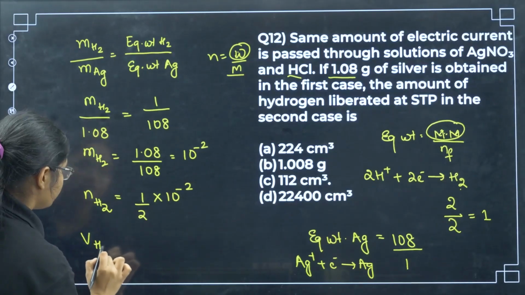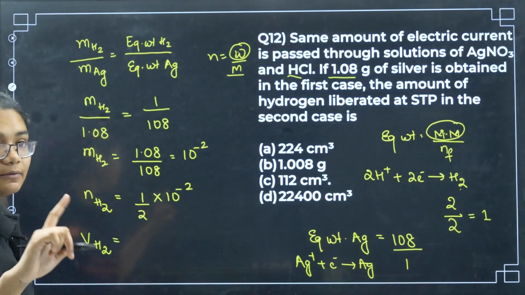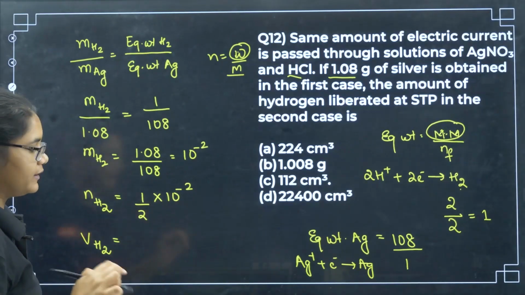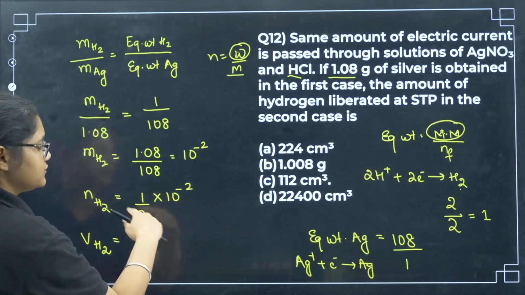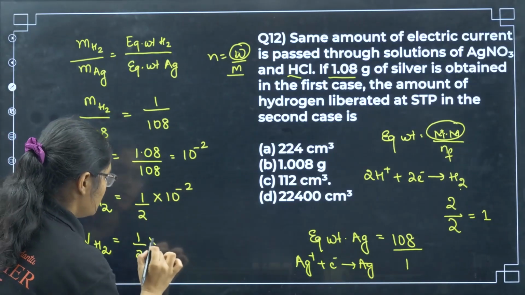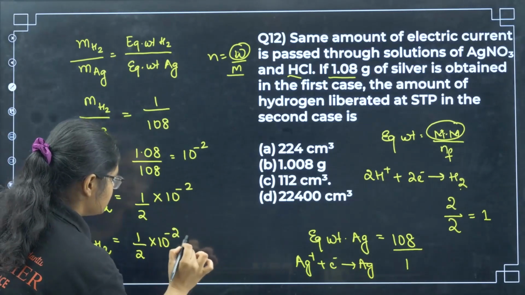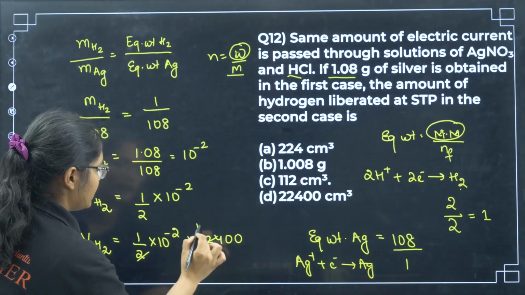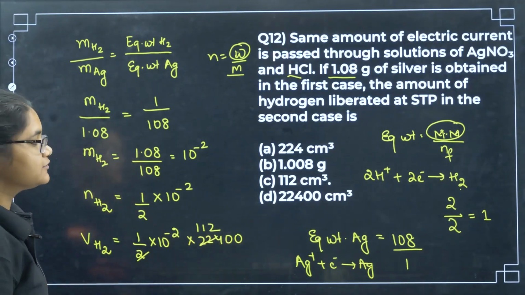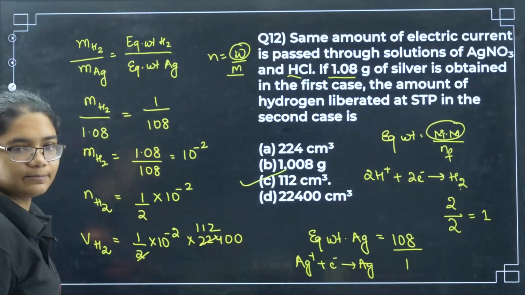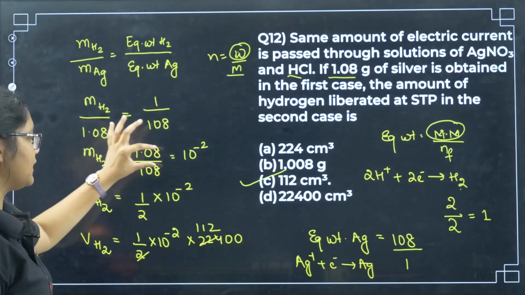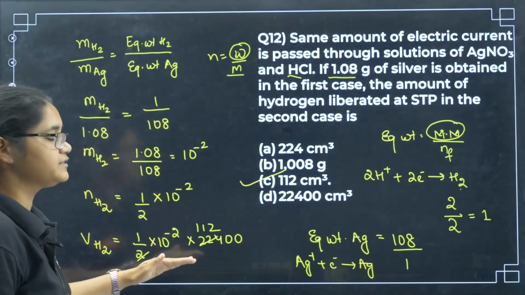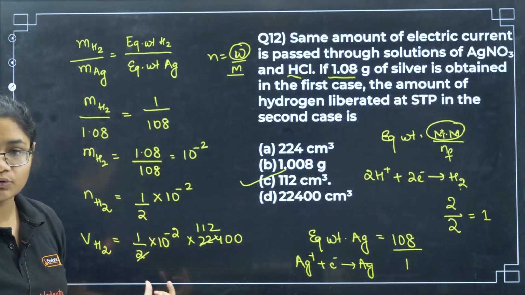Next, volume of hydrogen gas. At STP, 1 mole occupies 22,400, and I have this many moles. So how much will it occupy? 1 by 2 into 10 to the power of minus 2 into 22,400. Okay, so I will get 112. So that is your option number C. Okay, simple thing. Up to this, everyone should be able to know. After that, you just have to convert it into mass and then convert it into volume.